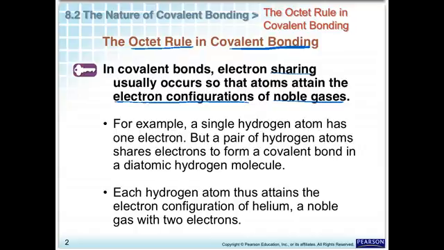So here's an example. A single hydrogen atom has one electron, and if I have a pair of hydrogen atoms, two of them, they'll share electrons to form a covalent bond. So that forms that diatomic hydrogen molecule. By each hydrogen sharing one electron, I wind up with a configuration of helium, the noble gas with two electrons.